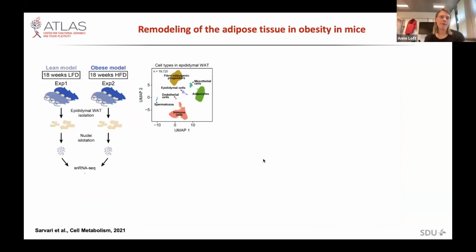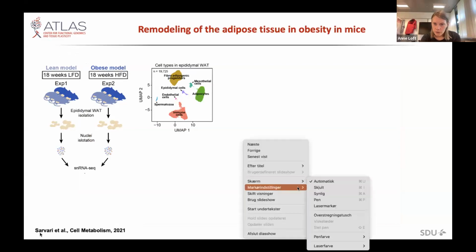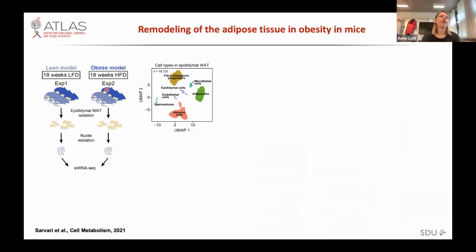So we and others have recently used single-cell sequencing technologies to investigate how the adipose tissue adapts to diet-induced obesity in mice. So here we fed mice a high-fat diet for 18 weeks, and we isolated the epididymal white adipose tissue, and we then isolated the nuclei to perform single nuclei RNA sequencing on. And this we did because conventional single-cell sequencing technologies do not allow us to capture the adipocytes.